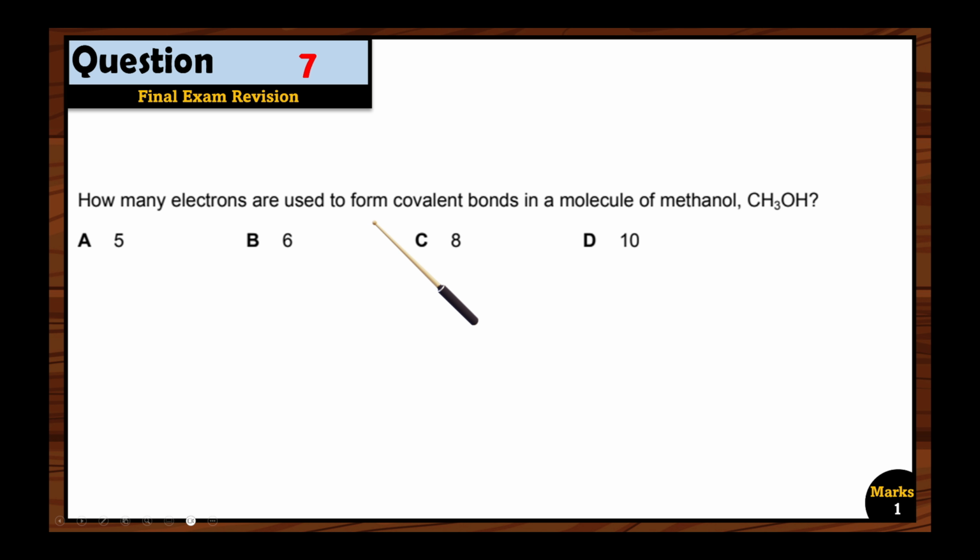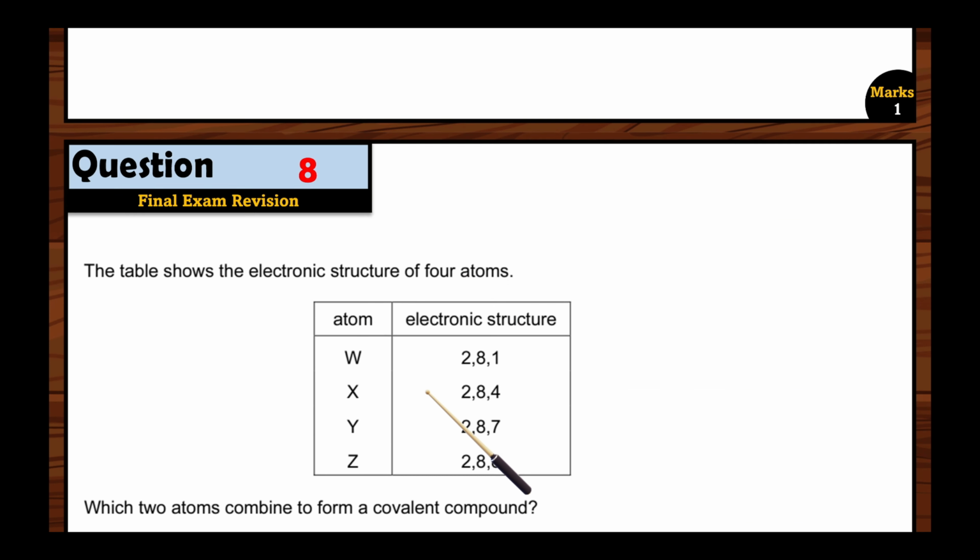Question number 7: how many electrons are used to form covalent bonds in a molecule of methanol? So now let's see methanol. This one also doesn't have any double bond. So now let's count how many atoms we have here. CH3OH: 1, 2, 3, 4, 5, 6. We have a total of 6. So 6 minus 1 is equal to 5. So it means we have 5 bonds here. So 5 bonds means how many electrons are shared? 10 electrons are shared. So option D is correct.